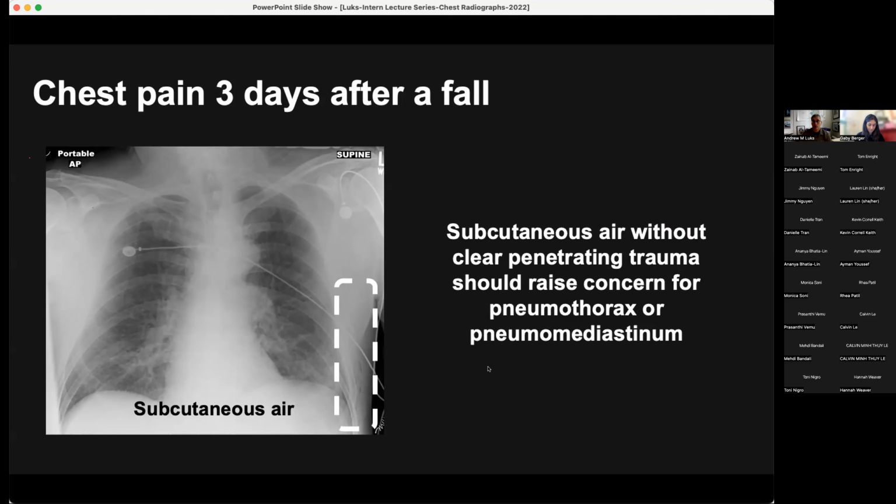And following trauma, if you see subcutaneous air and there's been no penetration of the chest wall, so for example, no knife wound, no gunshot wound, no placement of a chest tube, no attempt at a thoracentesis on that side, the presence of subcutaneous air in the absence of any penetrating injury or procedure of the chest wall tells you this patient has a pneumothorax or pneumomediastinum until proven otherwise. So you would think about doing further chest imaging on this patient to look for evidence of injury, and that would be a non-contrast chest CT.